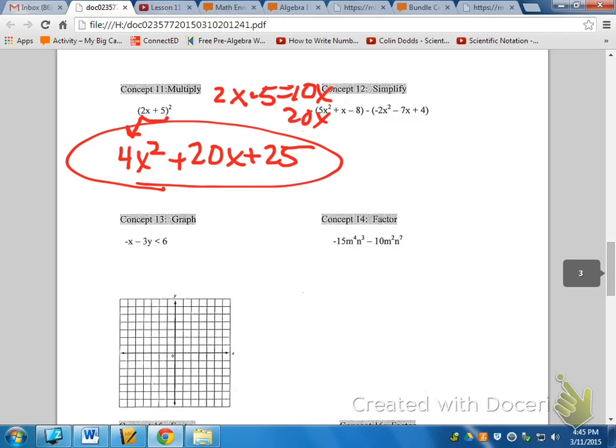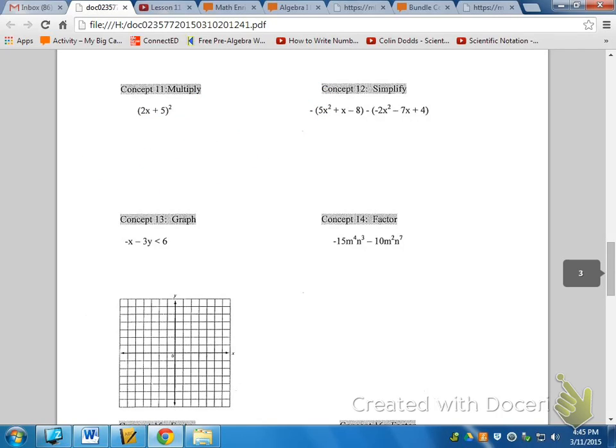So many times, though, when kids do it this way, they forget about this middle term and they don't write it. So sometimes you're better off to write it out the long way and do FOIL, because that way you will remember that term. All right, number 12.